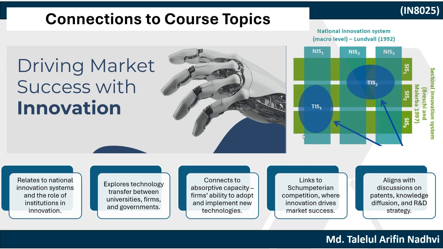Let's continue to how this paper is connected to our course topics. This paper is very much connected to our course topic when it comes to driving success with innovation. Teece illustrated how the national innovation system plays a vital role in technology transfer. He also emphasized how technology transfer between universities, firms, and governments are intertwined and interrelated to one another. He links to Schumpeterian competition, where innovation drives market success rather than the price concept.